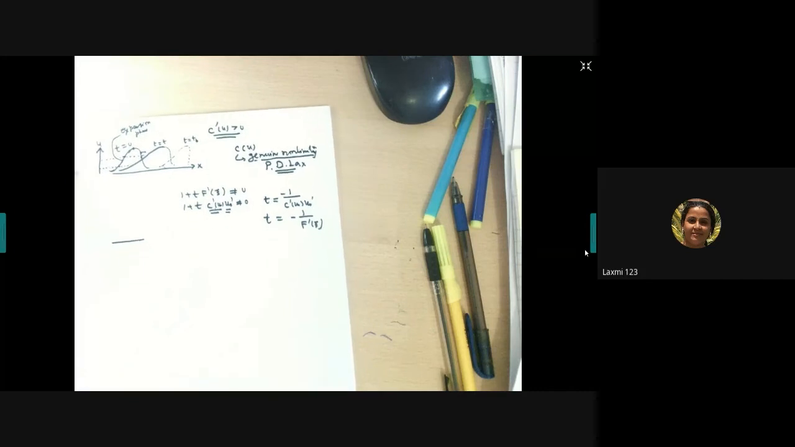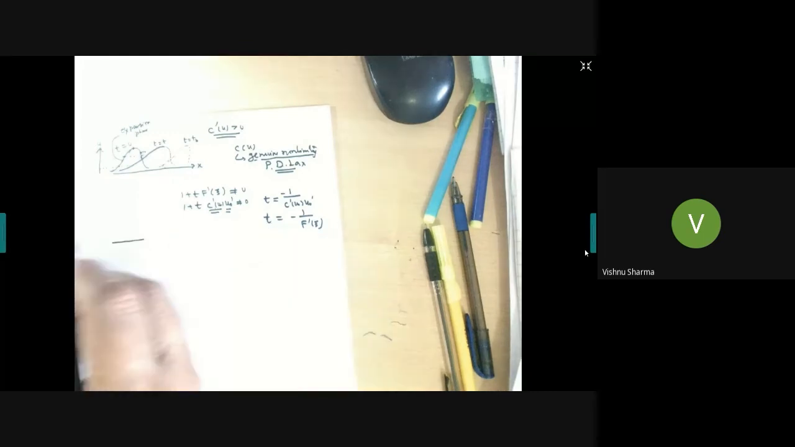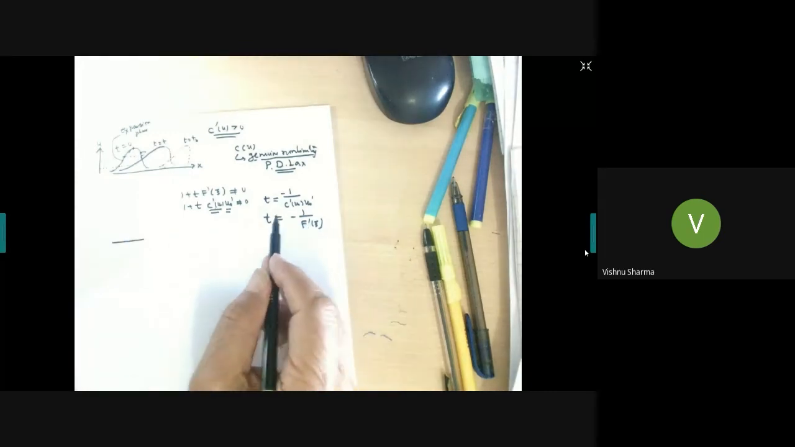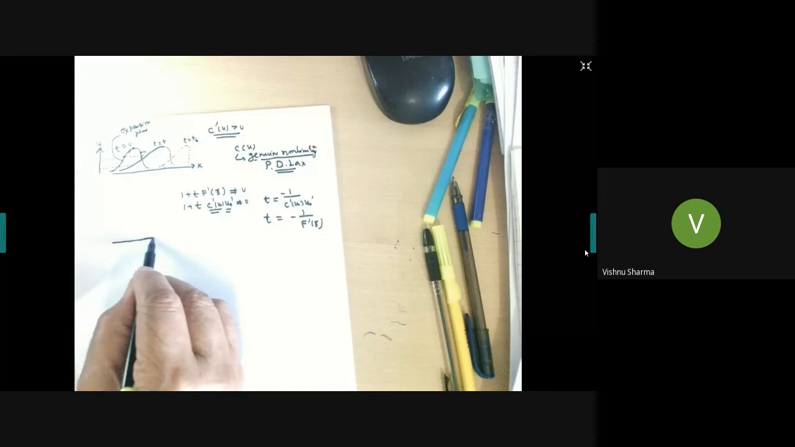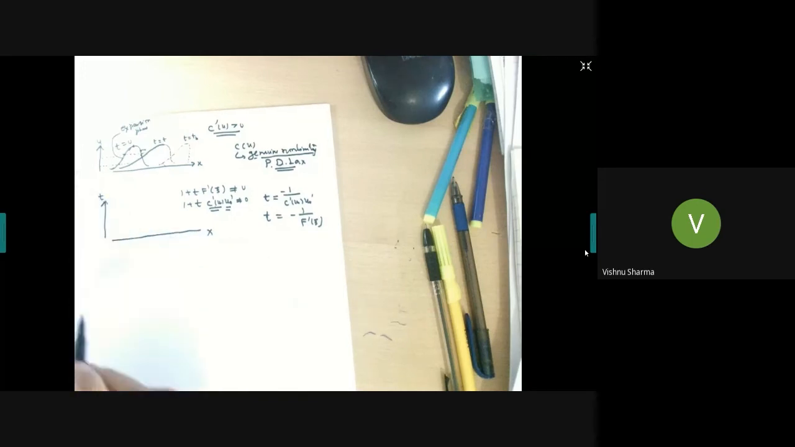This profile, when t is equal to tb, at this point of time. I have to find the minimum. Let us see what happens in the xt plane.